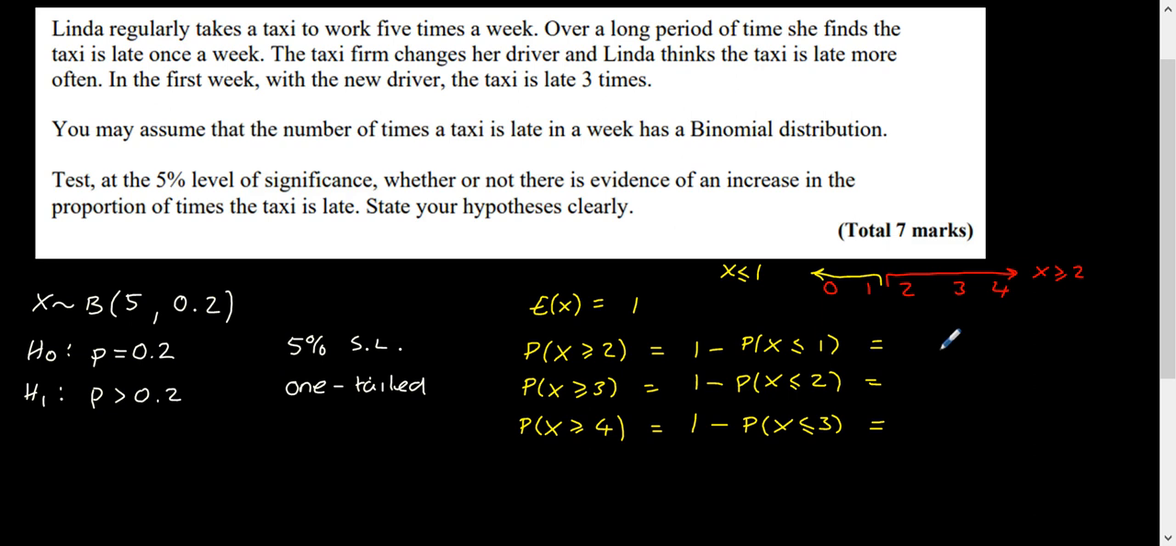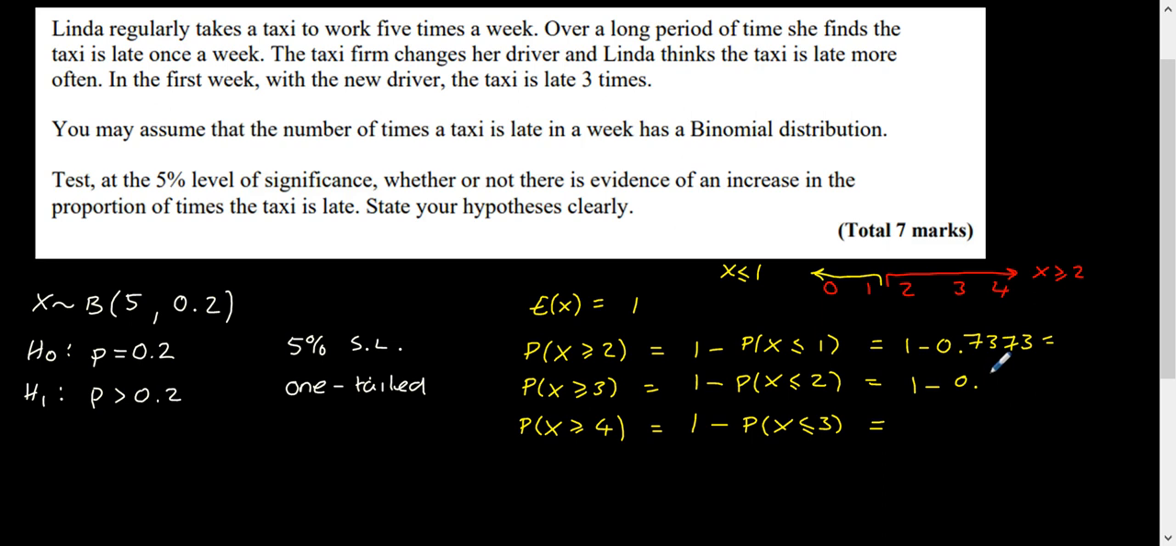So what we can do then is type that in. We'll go menu 7, we'll go down to normal CD, and we will put those test statistics in. So we're going to do 1 minus 0.7373, to 4 decimal places. We're going to do 1 minus, just change this to 2.